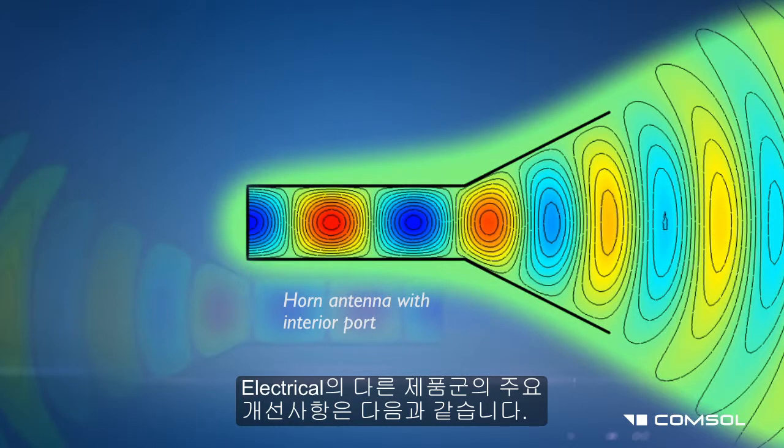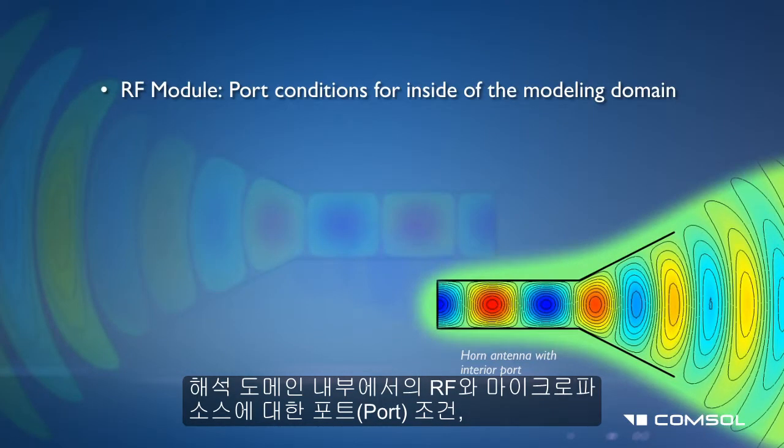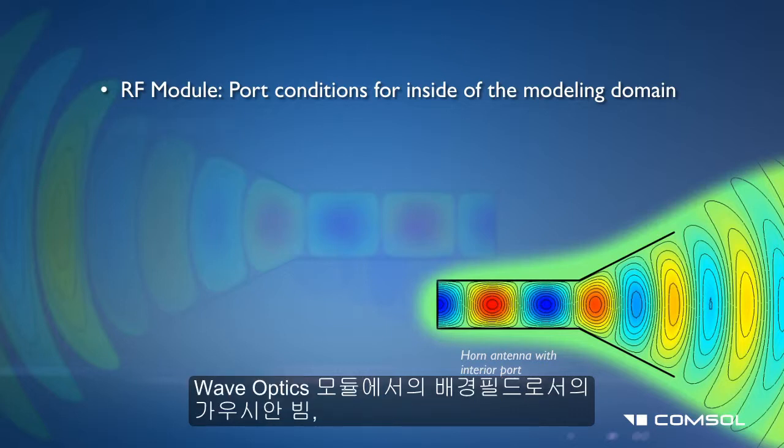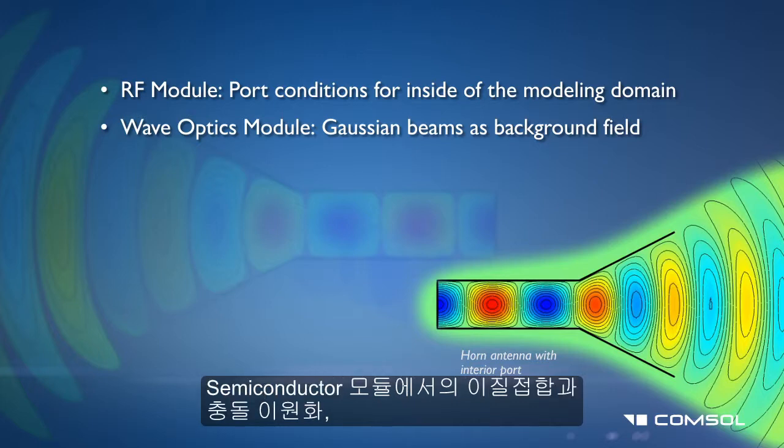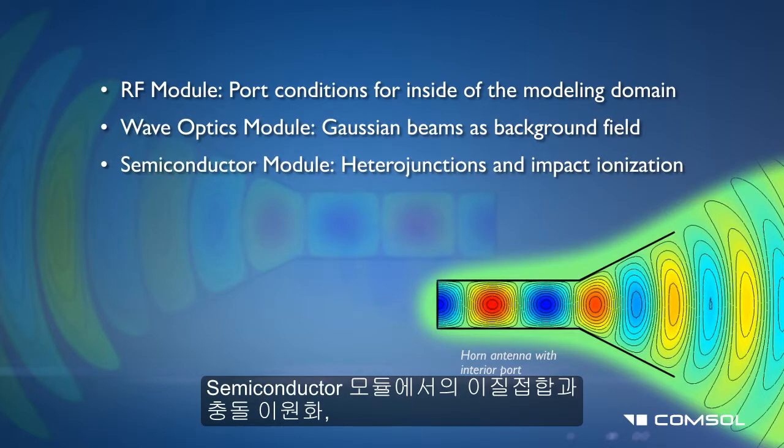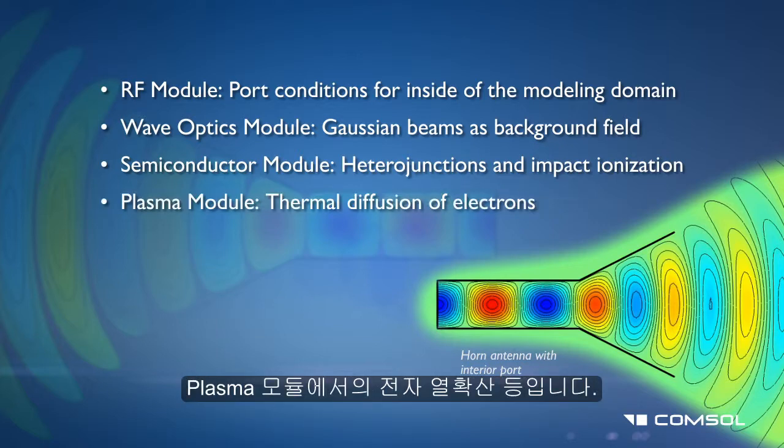Other major improvements to the electrical products are port conditions for RF and microwave sources inside of the modeling domain, Gaussian beam as a background field in the wave optics module, heterojunctions and impact ionization in the semiconductor module, and thermal diffusion of electrons in the plasma module.